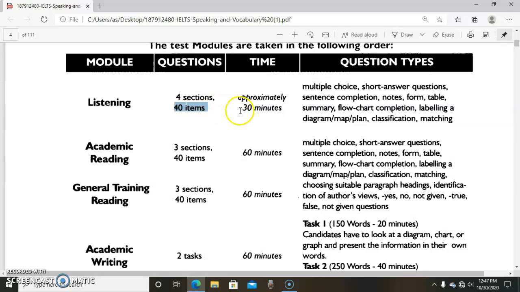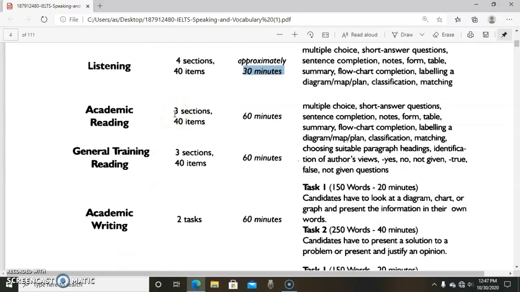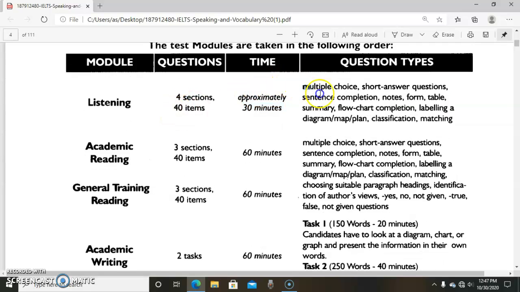You have to finish less than 1 minute. Yes, of course, less than 1 minute. 75 seconds you have to finish the item. Okay, answering the question, right? Remember the different types of question types, you should be familiar with them during your practice.